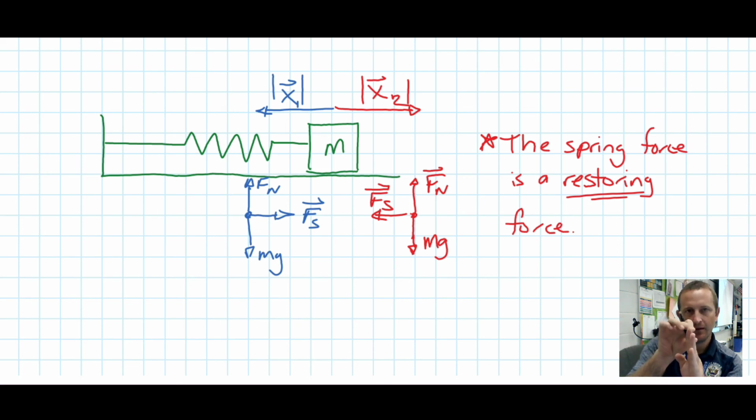And then if that block kept on moving past the equilibrium position, then the spring would start getting compressed, push back to the right. It's going to try to restore it back to its equilibrium position. This starts us into another topic in physics, called simple harmonic motion. That's going to be when we see the mass oscillate back and forth, because we'll have simple harmonic motion there. And you'll get to see waves and stuff like that when we get into simple harmonic motion.